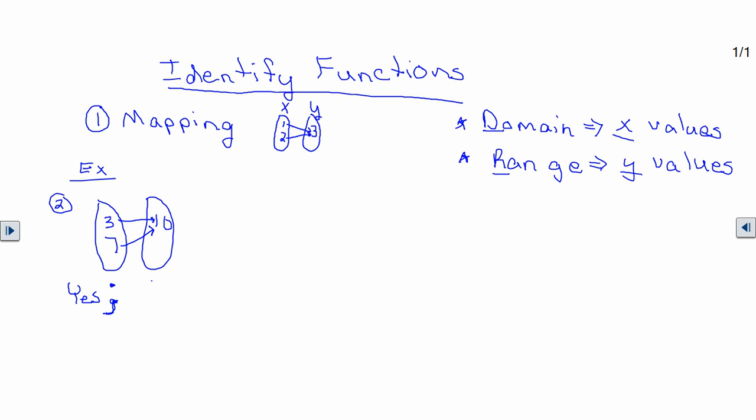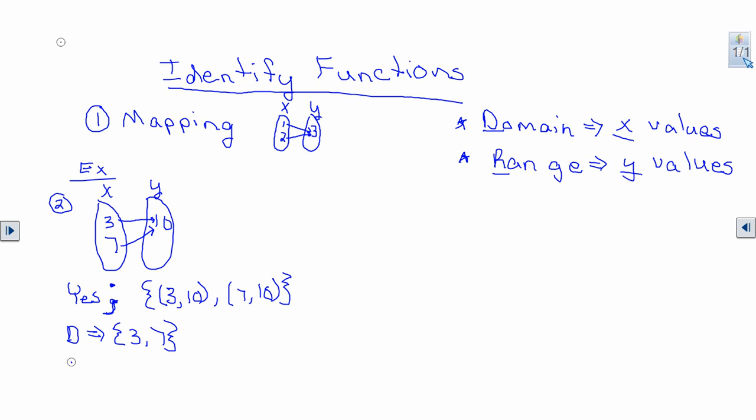So now I'm going to do a set of points. 3 gets you a 10, and 7 gets you a 10. My domain would be 3 and 7. Oh, I didn't label these, I'm sorry. This is my x, this is my y. My range would be 10.